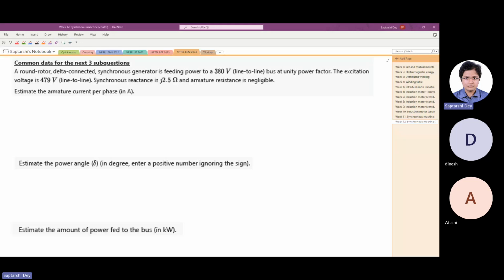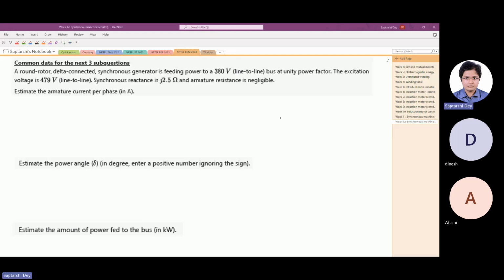A round rotor delta connected synchronous generator is feeding power to a 380 volt line to line bus at unity power factor. The excitation voltage is this much. Synchronous reactance is given. Armature resistance is negligible. Estimate the armature current per phase. So it's delta connected, so the phase voltage is the same as the line voltage.